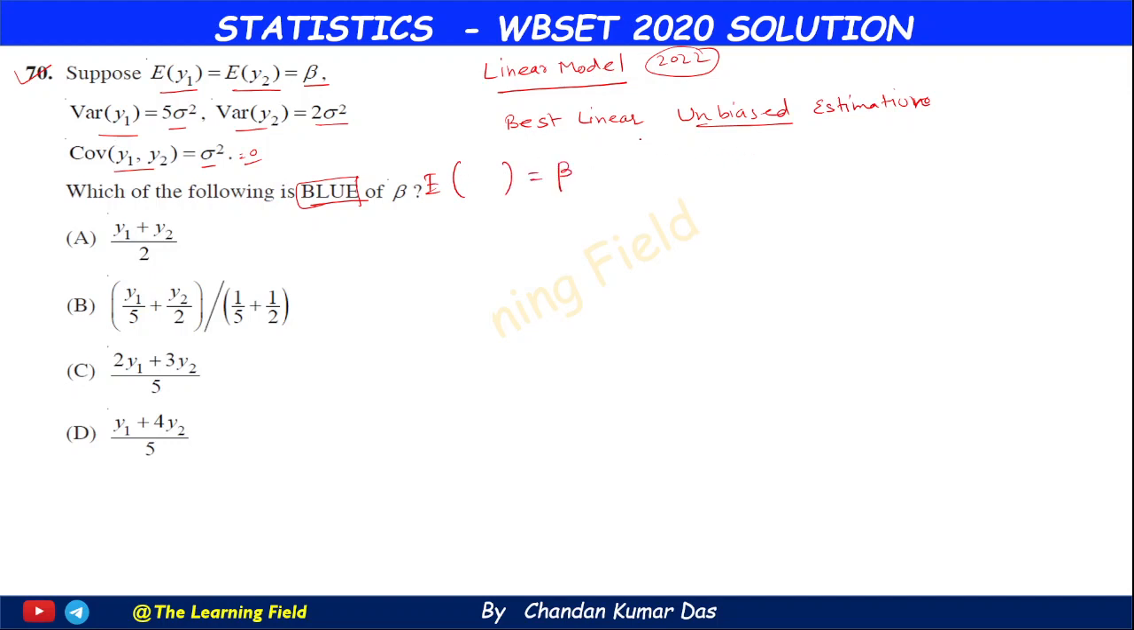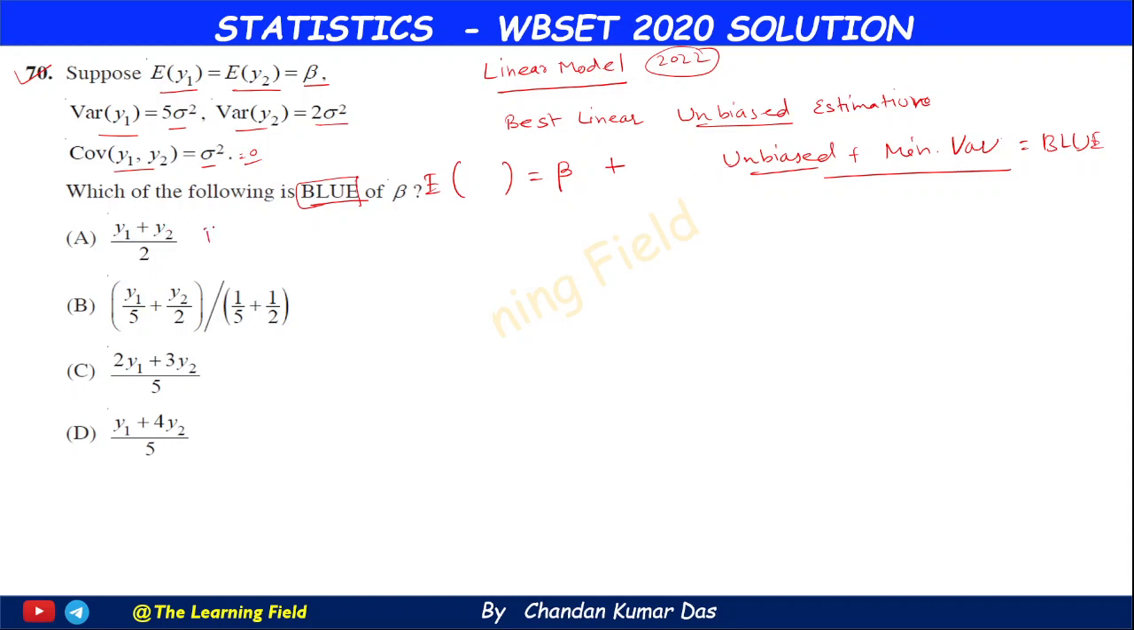Okay, and best linear unbiased means with minimum variance. So unbiased, we already said that unbiased plus minimum variance is equal to BLUE. Now we first see whether these four estimators are unbiased or not, and then find the variances.